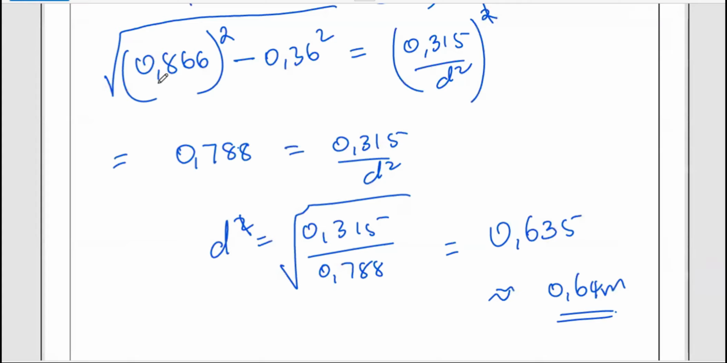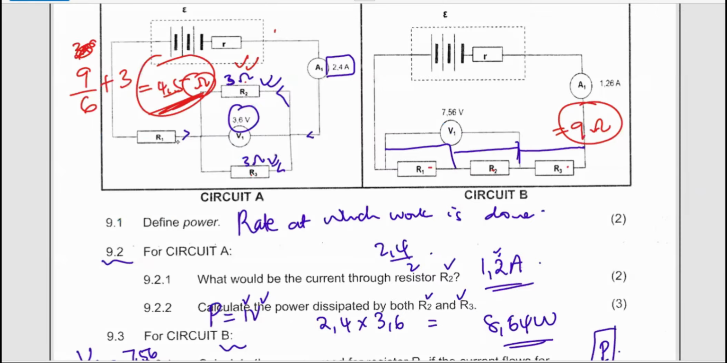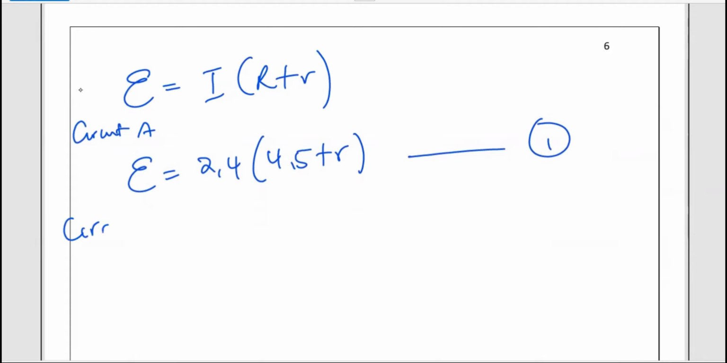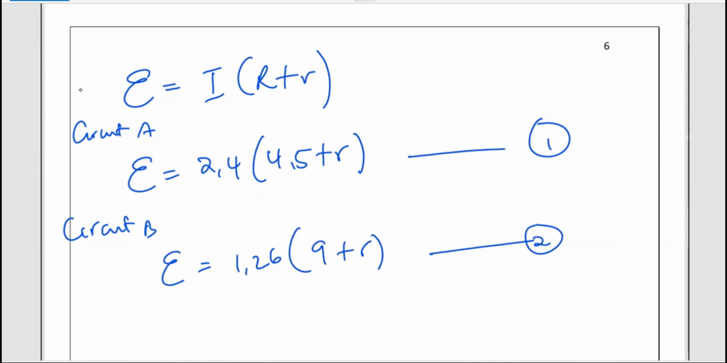Then we know that the formula for the EMF is given as current into the external resistance plus the internal resistance. So if I look at circuit A, my EMF is going to be equal to the current, which we said is 2.4, times the effective 4,5 plus R. Let's call this equation 1. Then let's look at circuit B. Our EMF is going to be 1,26 times 9 plus R. That is equation number 2.